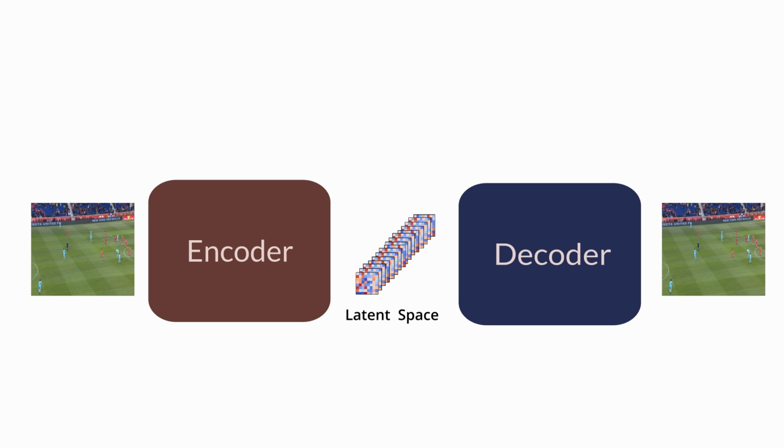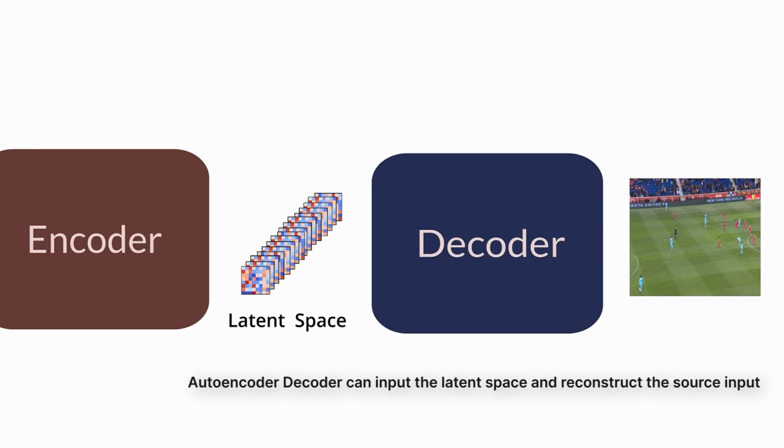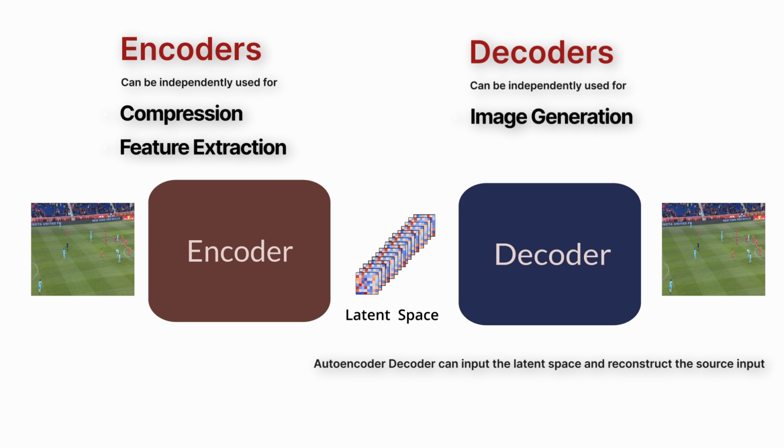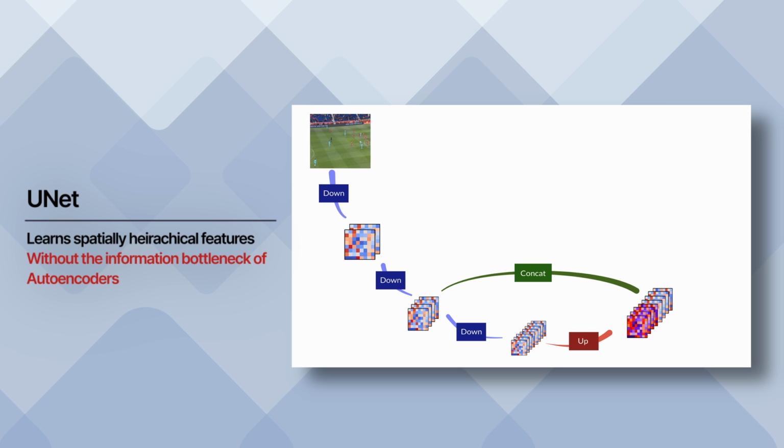So we can input the latent space directly into a standalone autoencoder decoder and reconstruct the original input. And this allows the encoders in autoencoders to be independently used for compression and latent embeddings, whereas the decoders can be independently used for generative purposes. However, you cannot have a standalone UNet decoder, since the upscaling layers need information from the downscaling sections, making it a conjoined architecture.